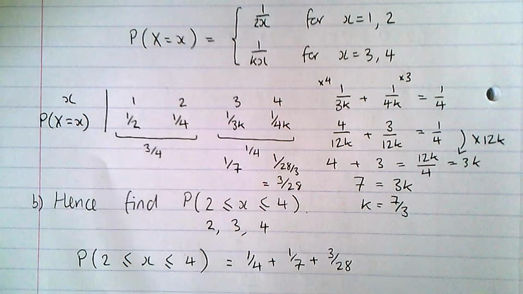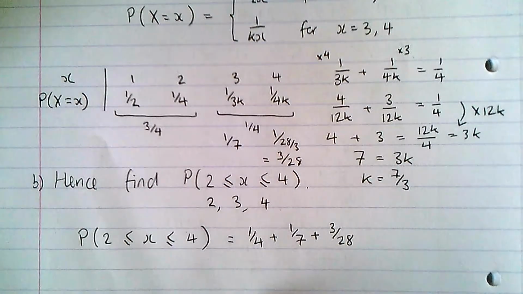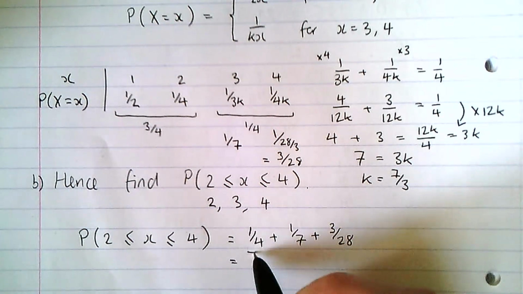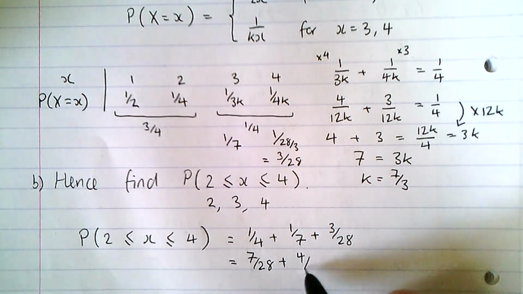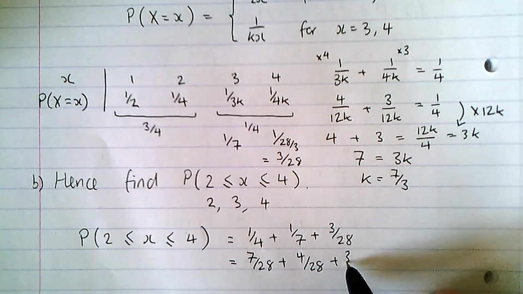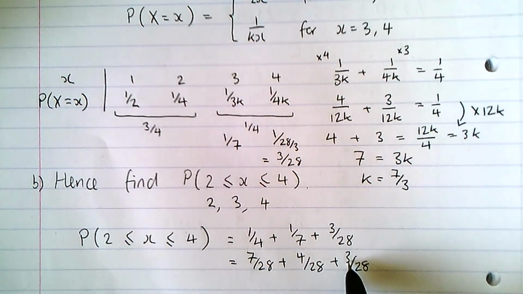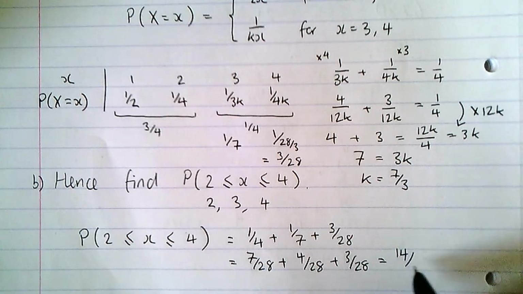3/28. Now again, all of your exams here are calculator, so you can actually just type that into the calculator. I'm going to do it without, so I'm going to multiply top and bottom of this fraction by 7 to give me 7/28, multiply top and bottom of this fraction by 4 to give me 4/28, and I've got my 3/28 there. So 7 add 3 is 10, add 4 is 14, so 14/28.